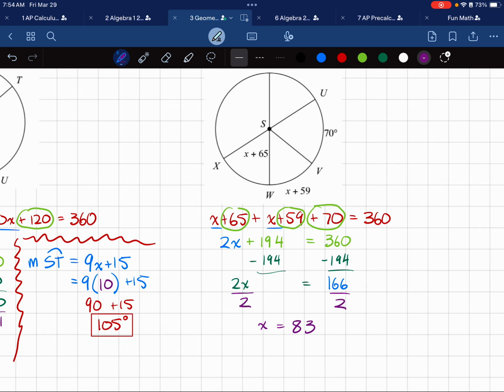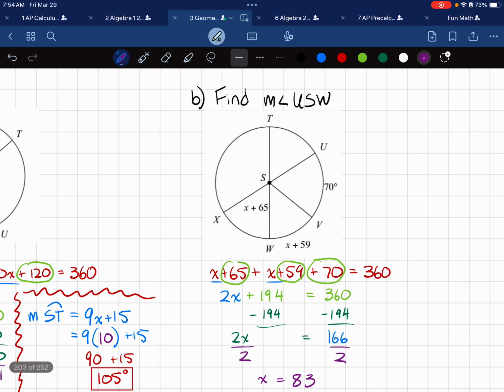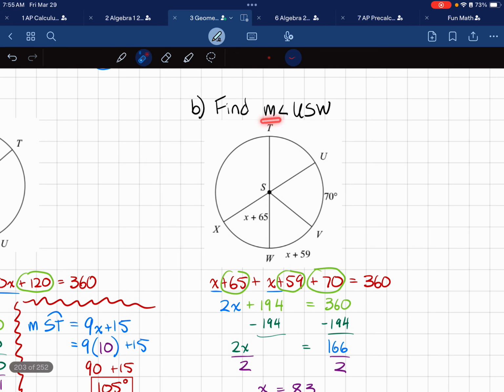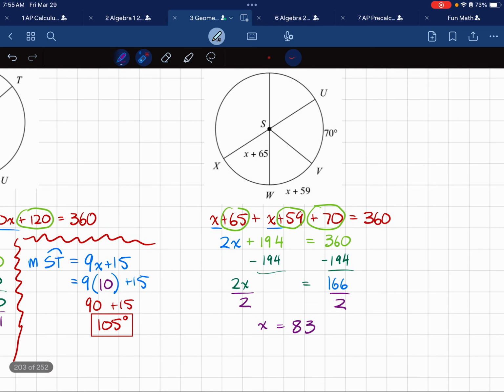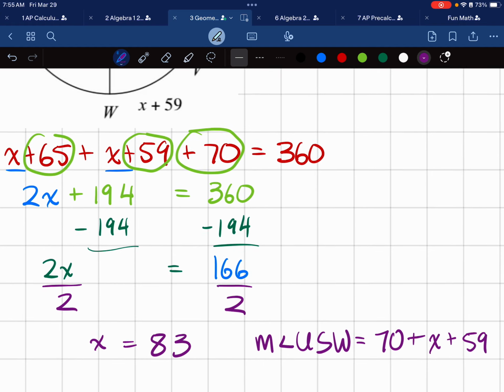I think I said final answer, but I meant to say, and I'm not going to box that because I need to find the measure of USW. Angle USW, again, is this angle right here, which is the same thing as this arc measure right here, which means I just need to add this. So I'm going to say that the measure of angle USW is equal to 70 plus x plus 59, and I happen to know what x is.